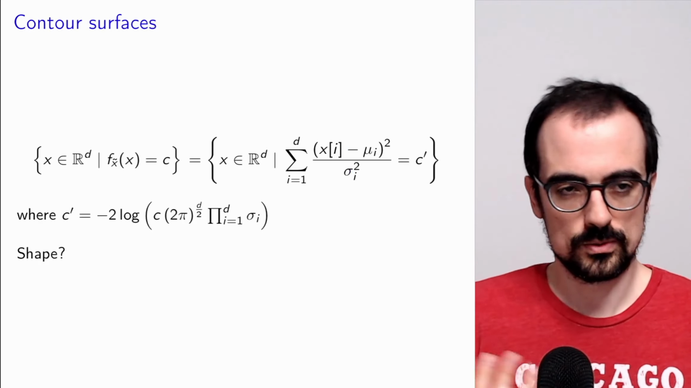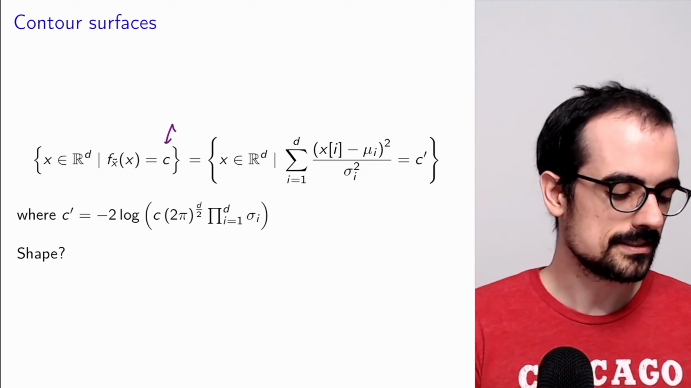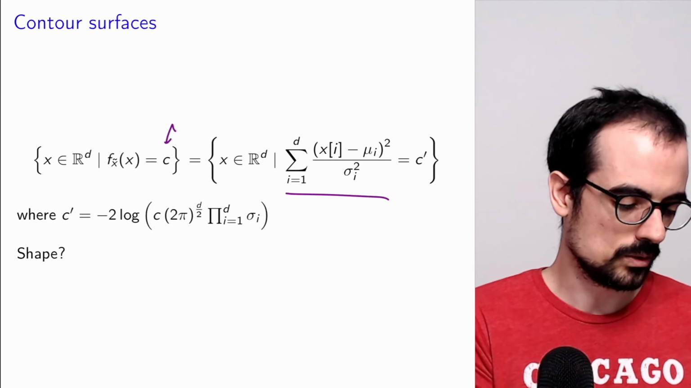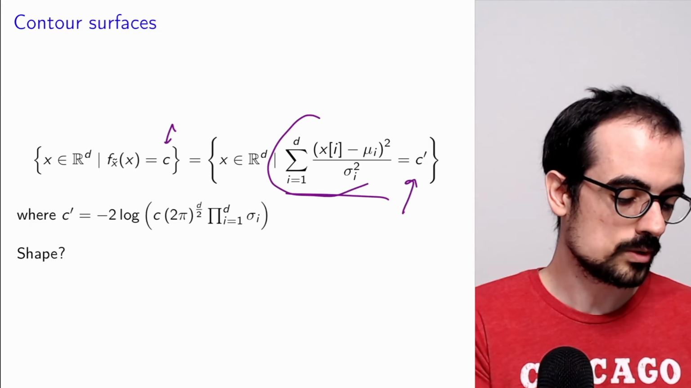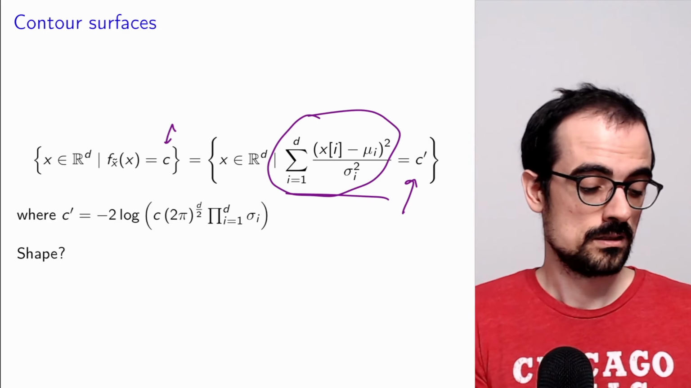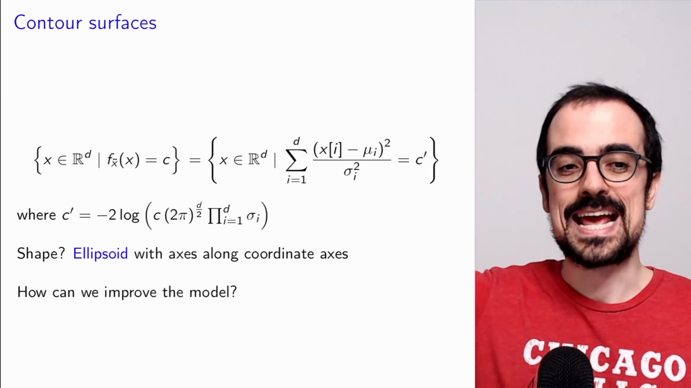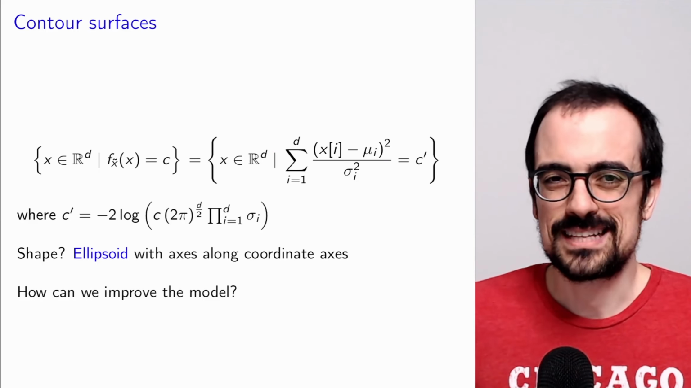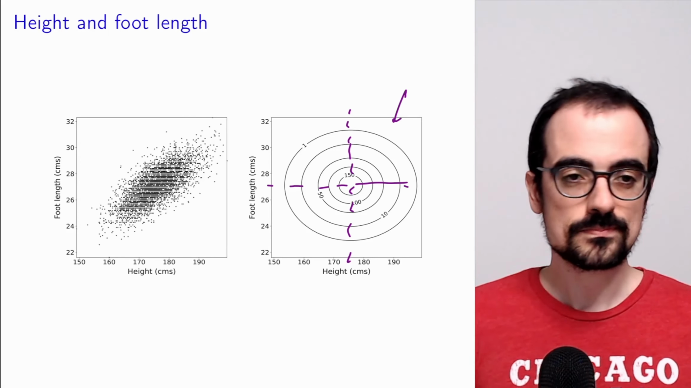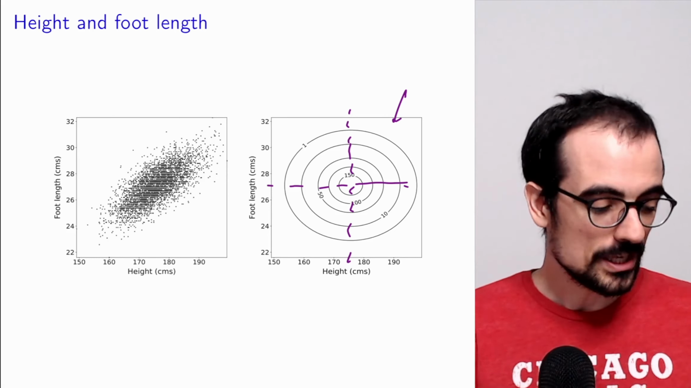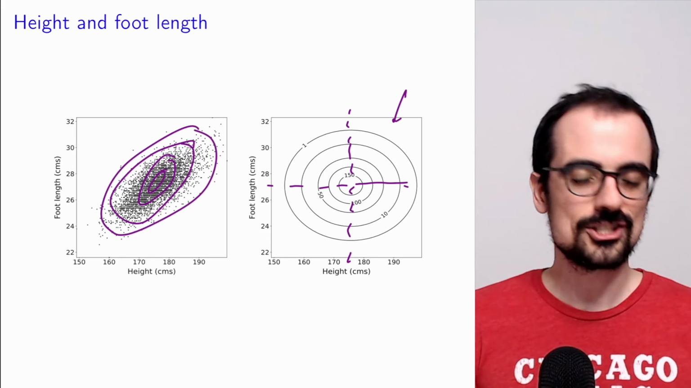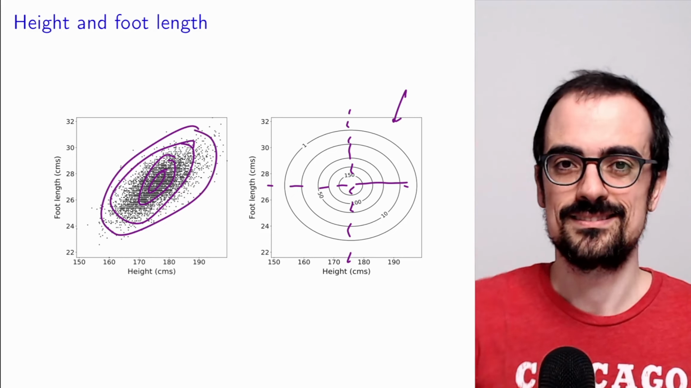We can see that this is the case by setting the density equal to a constant. When is the density equal to a constant? When the exponent is equal to a constant. This formula for the exponent is the formula of an ellipse which is aligned with the coordinate axis. In higher dimensions, it would be an ellipsoid. So that's not great, right? Because it doesn't allow us to even model this cloud of points, even though the cloud of points is clearly ellipsoidal. So it would be great if we could have essentially the same model, but we could rotate the ellipse.